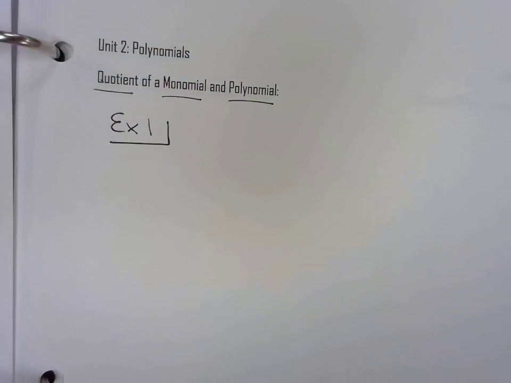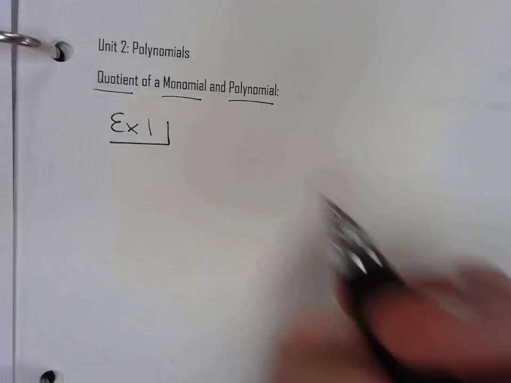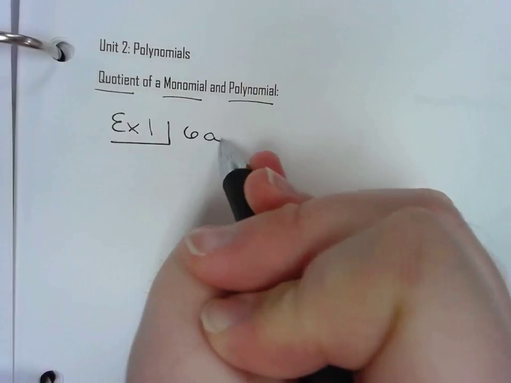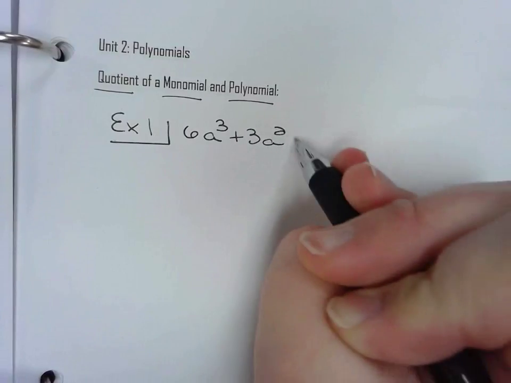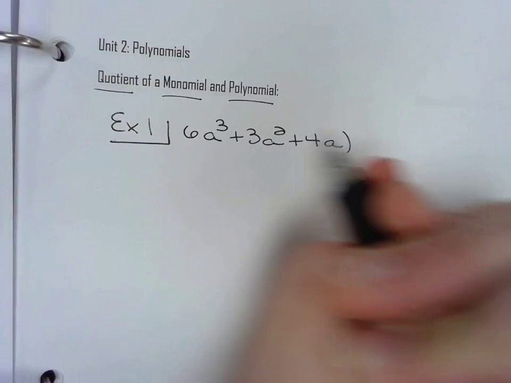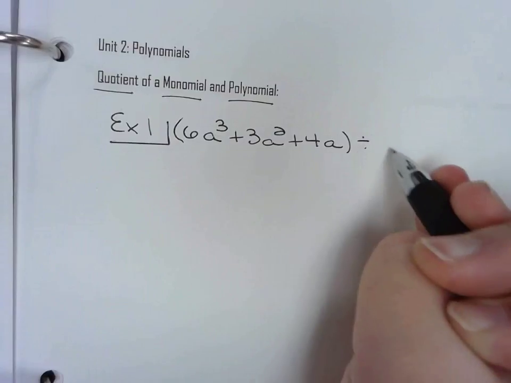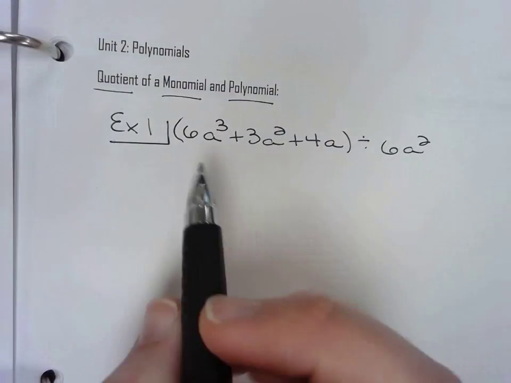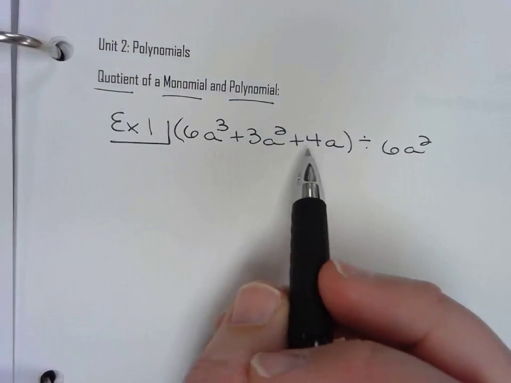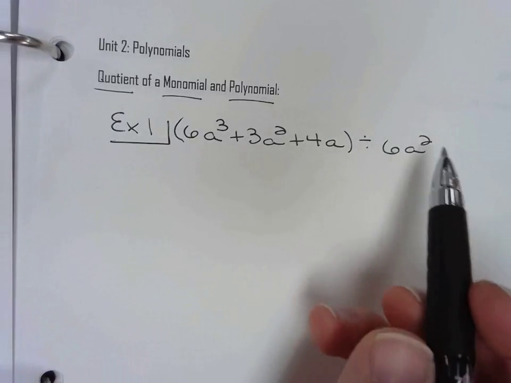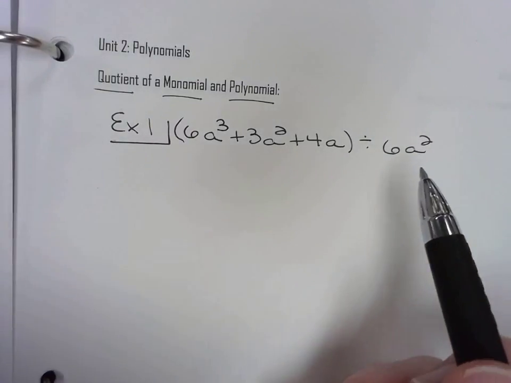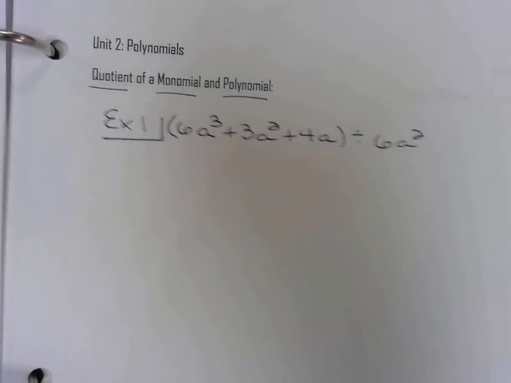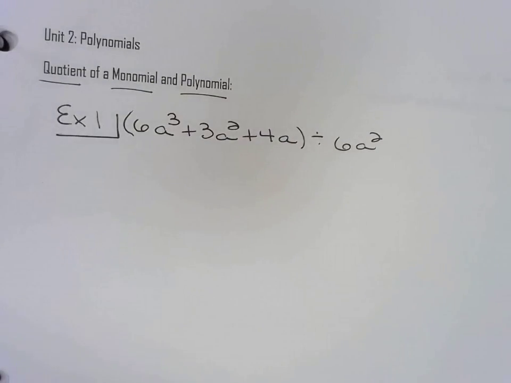So if I look at something like this, let's say I have 6a cubed plus 3a squared plus 4a, and I am dividing it by 6a squared. So I have a polynomial. It's actually a trinomial. I'm dividing by a monomial, one term. So if I'm dividing by a monomial, it's not super hard. Okay, it's going to get trickier when we divide by a binomial.